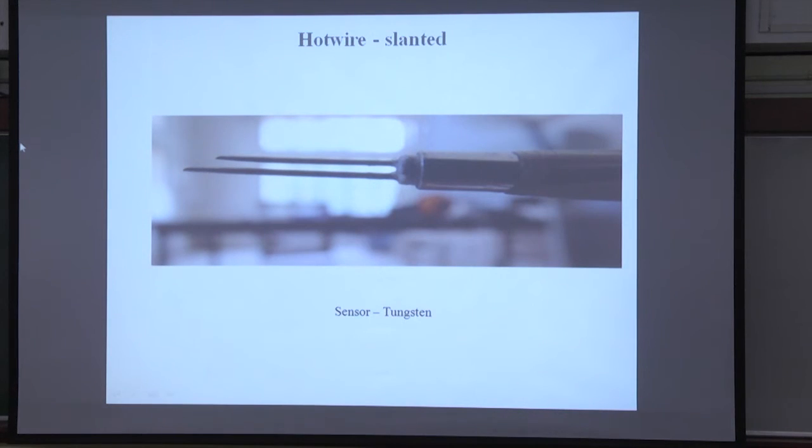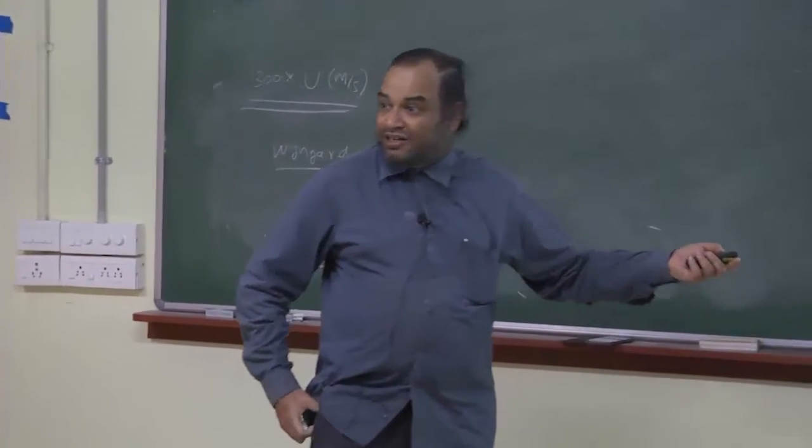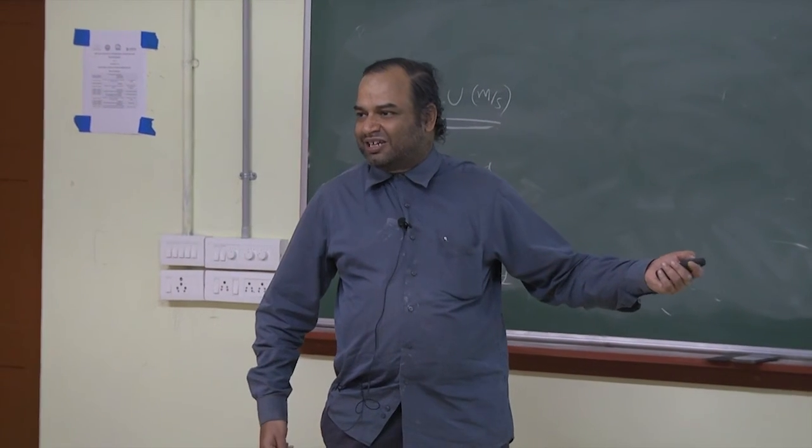Okay, now this is where we use the slanted hot wire because we wanted to measure the Reynolds shear stress. If you look at the Reynolds shear stress, you see how it changes at different locations. Now in this flow, going closer to the wall with the conventional cross wire would obviously have been impossible. This is the utility, for instance, of the two-point spatial correlation.